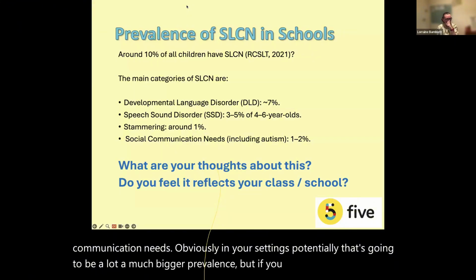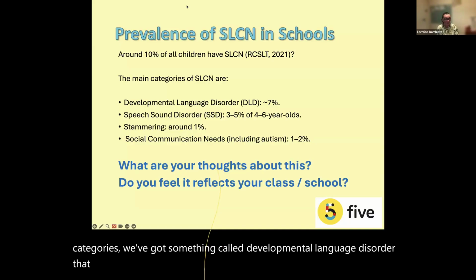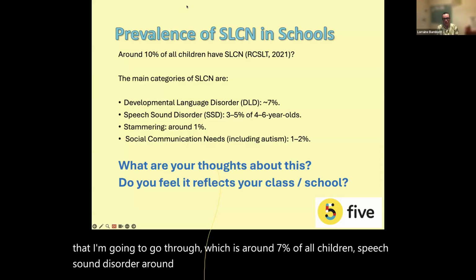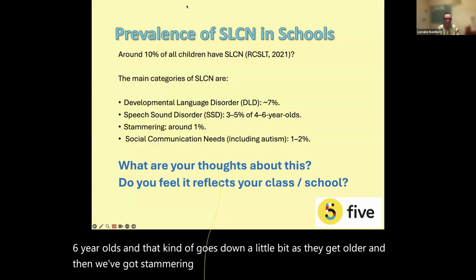But if you look at those other categories, we've got something called developmental language disorder that I'm going to go through, which is around 7% of all children. Speech sound disorder, around 3 to 5% of 4 to 6-year-olds, and that goes down a little bit as they get older. And then we've got stammering, so dysfluency, around 1%.